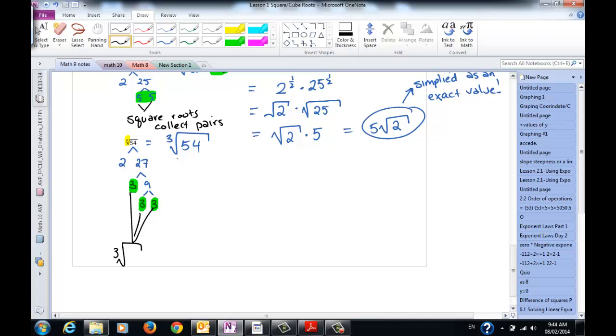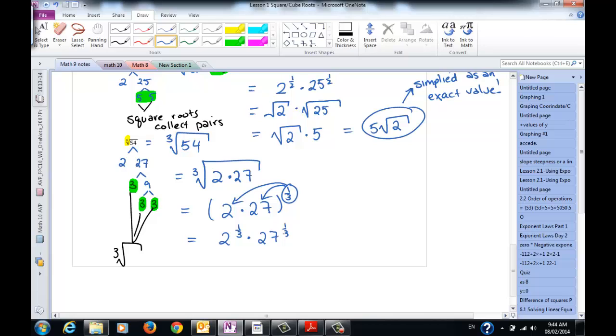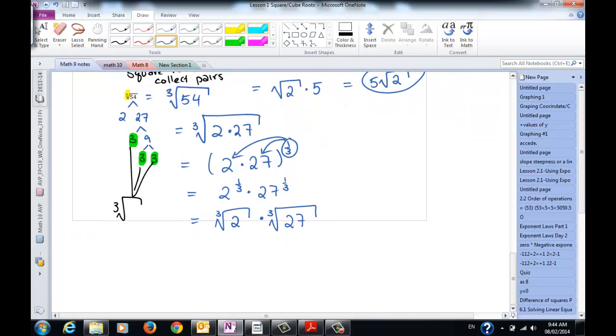So I'm going to rewrite this now as the cubed root of 2 multiplied by 27. Now remember, I can write this as an exponent. So 2 multiplied by 27 to the 1/3. Now because I have a monomial here, I can use the power rules, and I get 2 to the 1/3 multiplied by 27 to the 1/3, which is just the cubed root of 2 multiplied by the cubed root of 27. Oh, I forgot my little 3's there, my index. Really important to keep your index. Don't lose that.